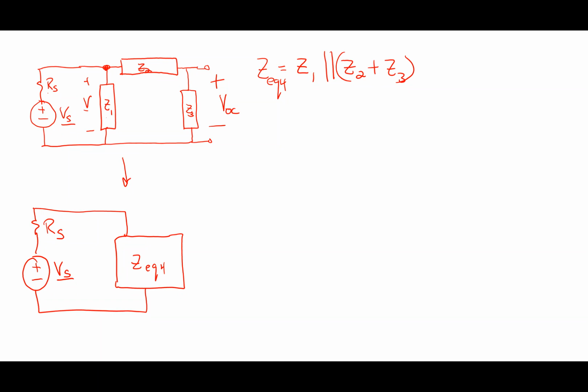However, I would say that Z2 and Z3 are a voltage divider, aren't they? Yeah. So if I know what V is, the voltage I defined across Z1 right here, I can say that VOC, that phasor, is equal to how does that relate to V, this voltage across Z1? V times Z3 over Z2 plus Z3. Yeah, exactly.